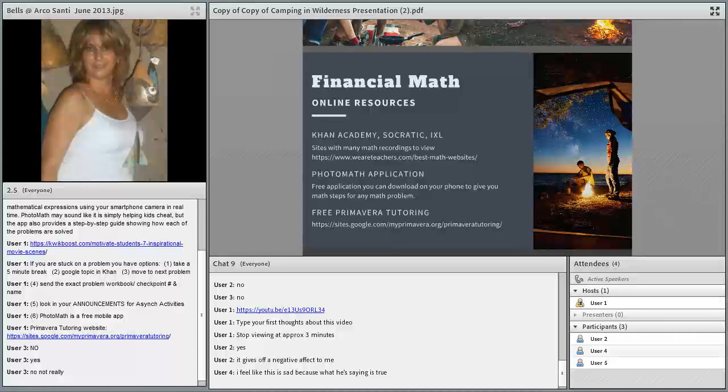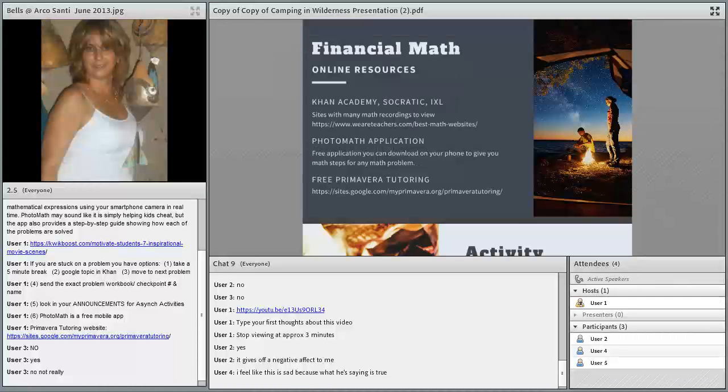The Photomath application happens to be a free app that I know you can use on your phone. I've used it before, having other students use it. And then don't forget, Primavera has free tutoring. That is really a privilege. Tutoring is quite expensive these days, so that's really awesome that they offer that for you guys.